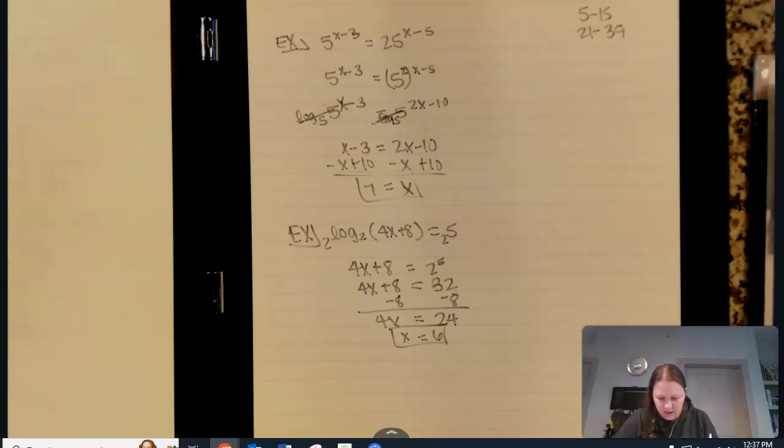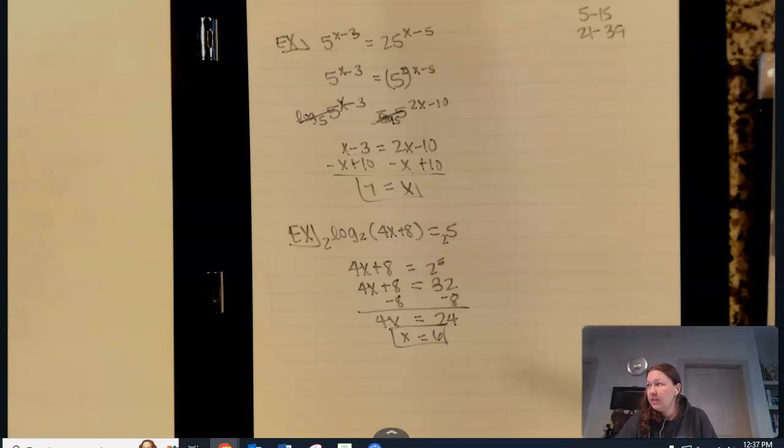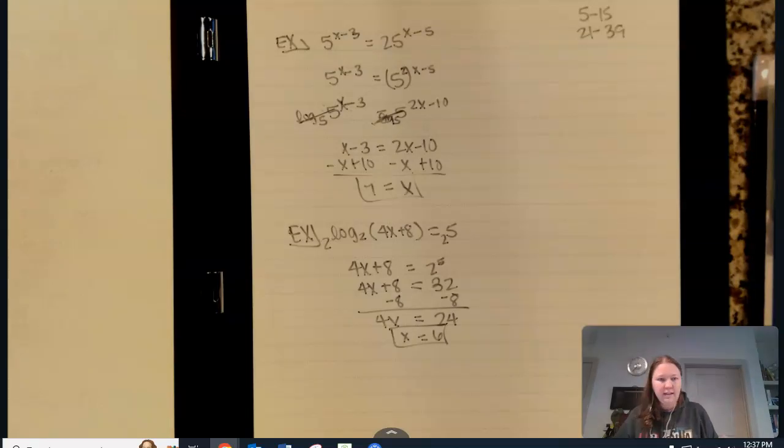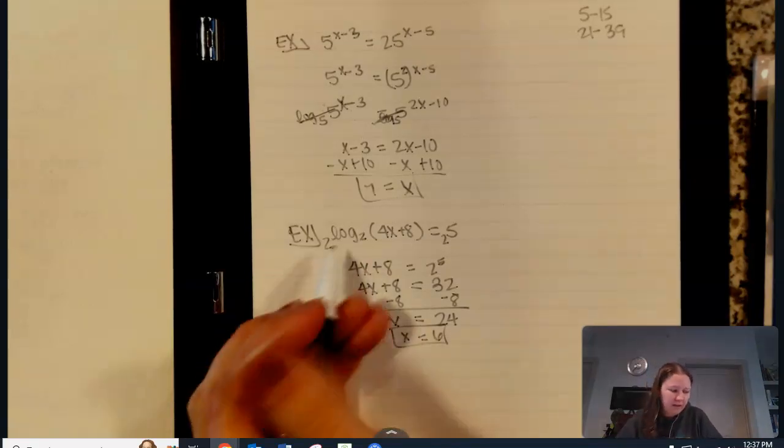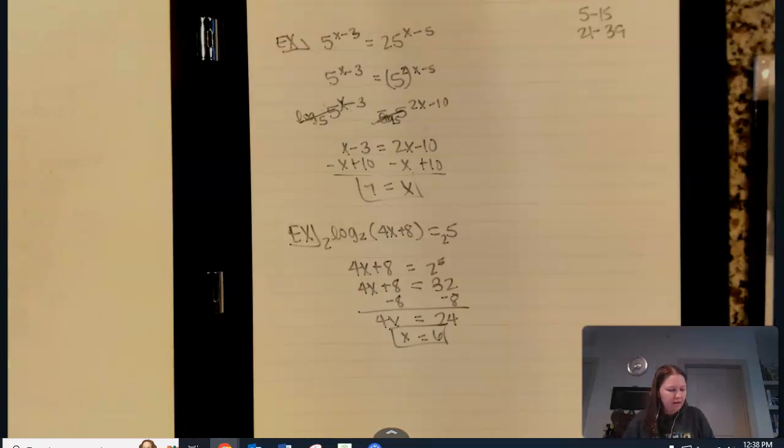Notice that in 33 through 40, it says solve the equation and check for an extraneous solution. So please make sure you are checking for your extraneous solutions. Great. Honestly, I think that's good. If you've got questions, let me know in class, but that should be enough examples to get you through. You just got to remember what your inverses are.